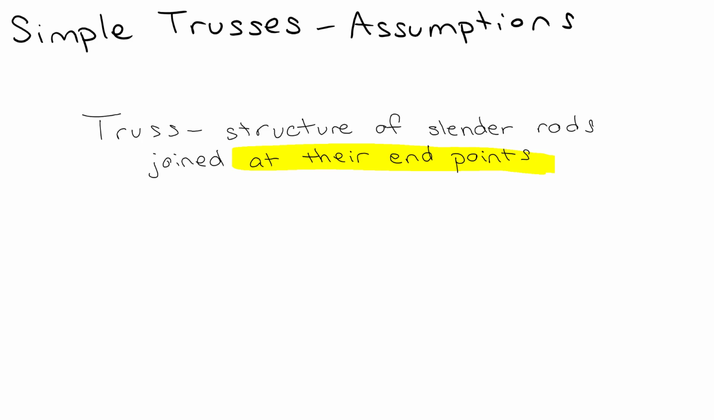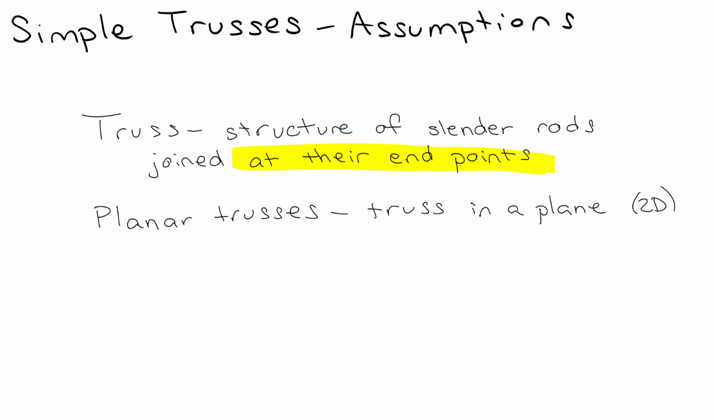The other thing we're really going to focus on are planar trusses. So for planar trusses, it just means a truss in a plane. That means it's 2D, which is good because 2D is one dimension easier than doing stuff in 3D. Now, in real life, trusses are going to be in 3D.